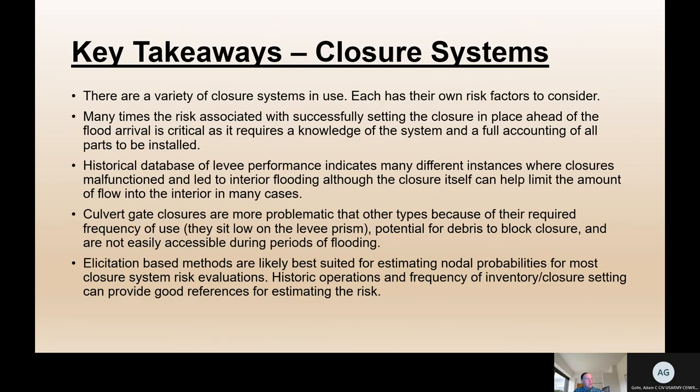So the key takeaways: there's a lot of different closure systems and they all have their own risk factors. The timing of the flood arrival and the ability to set the closures, that's critical. We have a historical database of levee performance, and although there are instances where closures malfunction, that may not be a function of the type of closure, it just may be a function of the sponsor or local entity's understanding of their system.